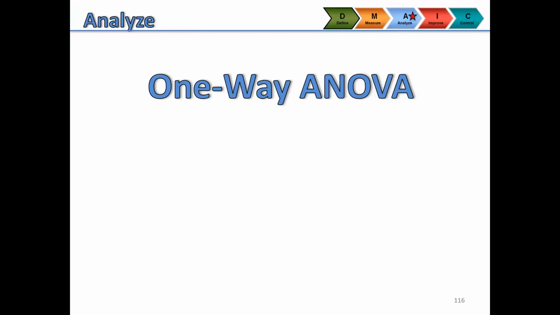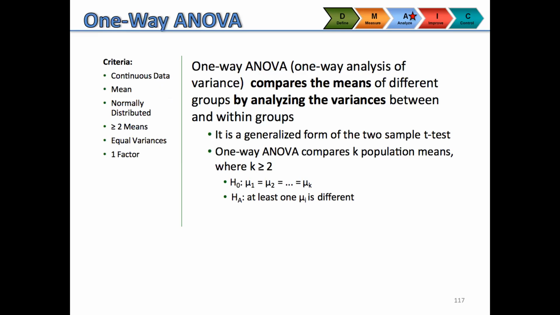And then the last test I think we're going to talk about today is the one-way ANOVA, which is what we just did with the stress levels on different shifts. So it's continuous data. We're looking at the average, at something that's normally distributed. We're looking at more than 2 means, averages, with equal variances, but it compares the means of different groups by analyzing the variances between them. And it's a generalized form of the 2-sample t-test, and it has a null and alternative hypothesis.